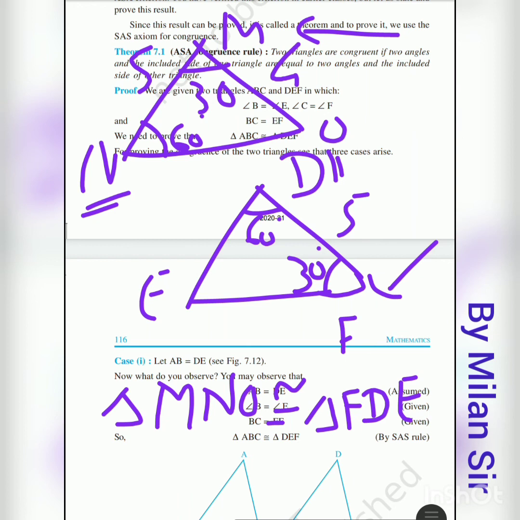This is the congruence criterion, and here the reason is by angle, side, angle. Two angles and one side are the same. So here we have the reason: angle, side, angle.